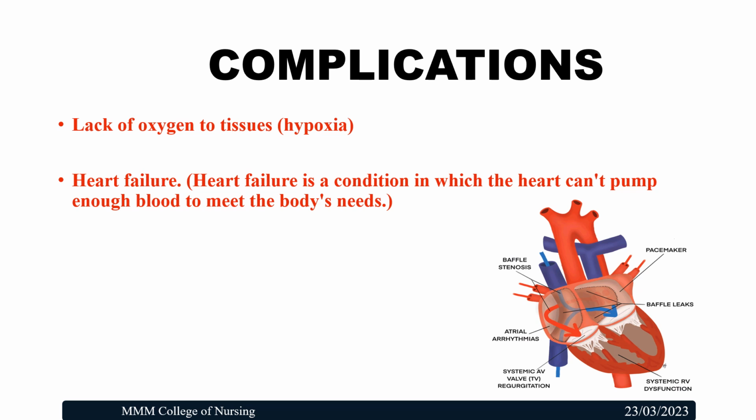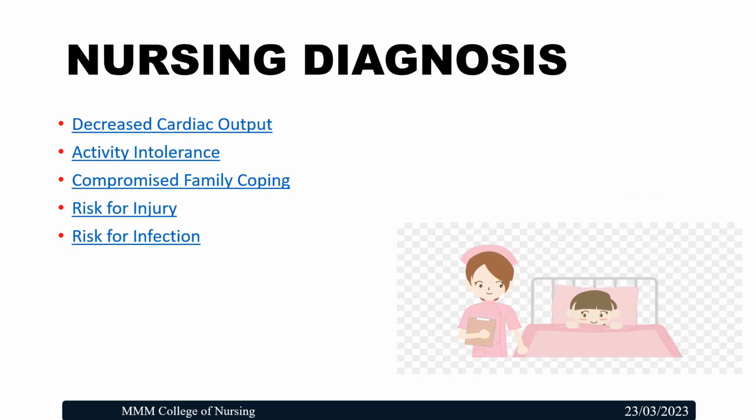Next, coming to the complications. So lack of oxygen to the tissues. Sometimes heart failure. Heart failure is a condition in which the heart cannot pump enough blood to meet the body's needs. These two are the major complications. Next, coming to the nursing diagnosis: decreased cardiac output, activity intolerance, compromised family coping, risk for injury, and risk for infections also.